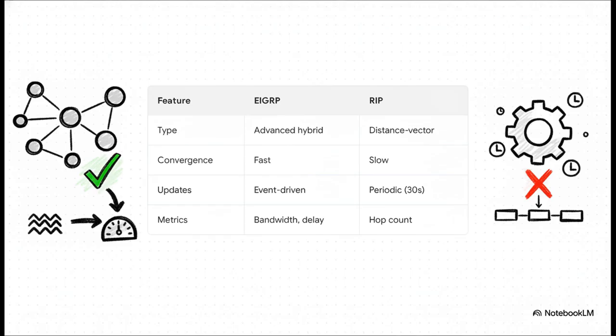It just sends updates every 30 seconds, regardless of what's happening, and it only calculates paths based on hop count. EIGRP is way smarter. It calculates the best path based on actual intelligent metrics, like bandwidth and delay. So it's not just looking for the shortest path, it's looking for the fastest path.